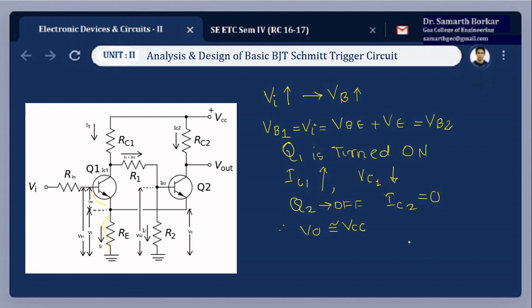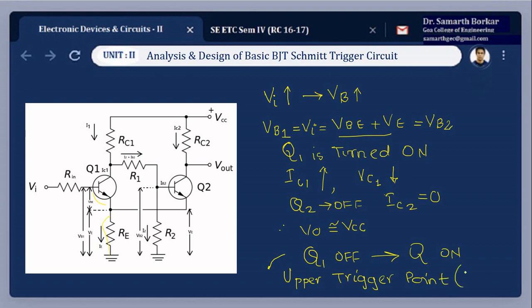Now that's the minimum value of Vi. So we started with the initial condition that Vi was 0, and then we started to increase the value of Vi, and when Vi is equal to VBE plus VE, then the transistor Q1 is turned on. Thus, this is the minimum value of Vi for which the transition occurs from Q1 off to Q1 on. So Q1 was earlier off, and now due to this action, Q1 is turned on. This is referred to as the upper trigger point. Important concept.